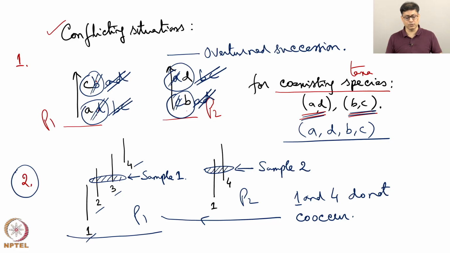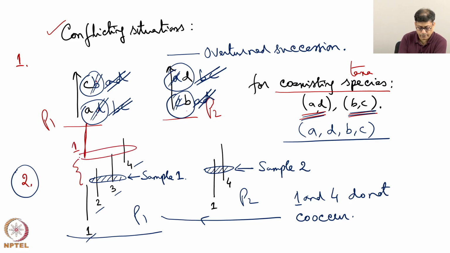You can pause the video, think and then look at one of the explanations. I hope you paused the video. Now, I am giving just one possibility. Suppose 1 was here and then 1 was actually continuing here also, and here for some reason no fossil was preserved. So, in that case you can find a superposition between 1 and 4.